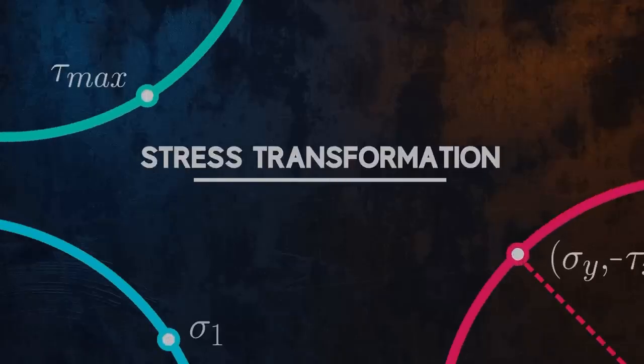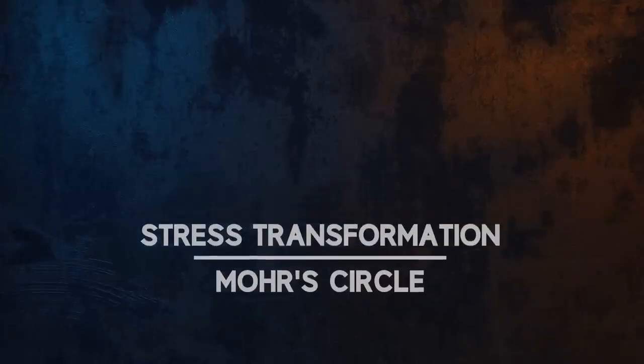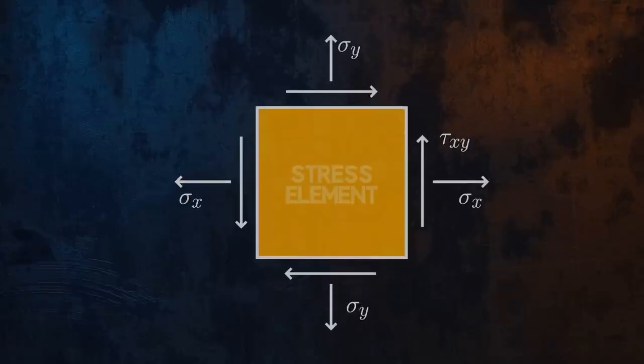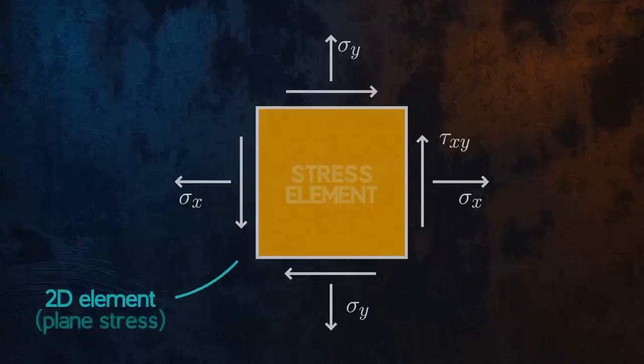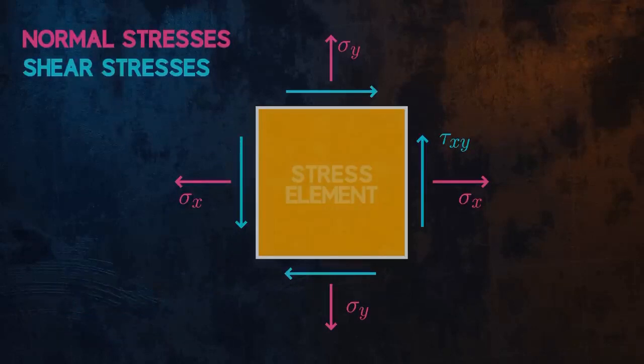In this video, we're going to take a look at stress transformation in Mohr's circle. Let's start by reminding ourselves about the stress element. The stress element is a useful way of describing the stresses acting at a single point within a body. In this video, we will consider a 2D stress element, corresponding to a state of plane stress. The normal stresses and shear stresses are shown on the 4 faces of the element.